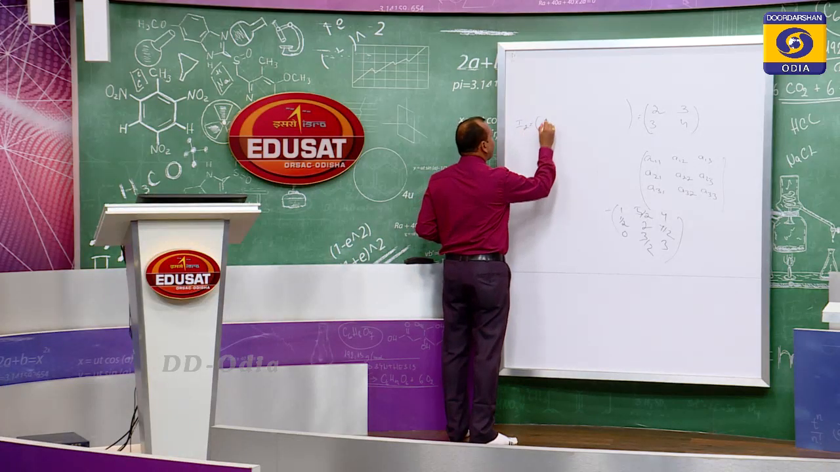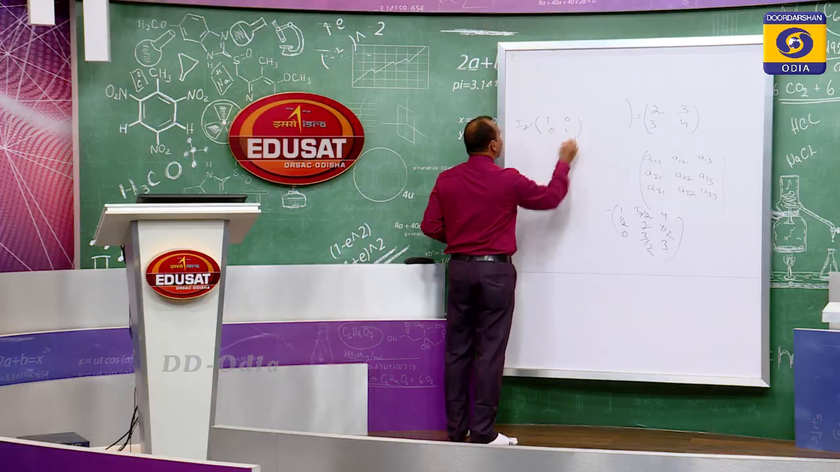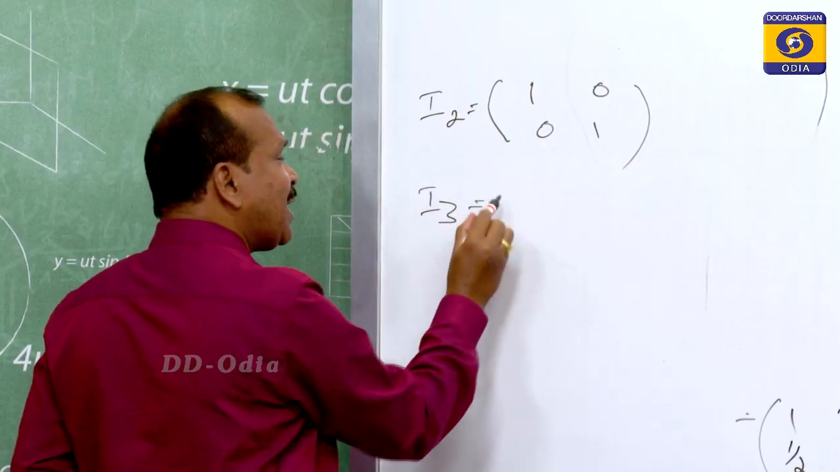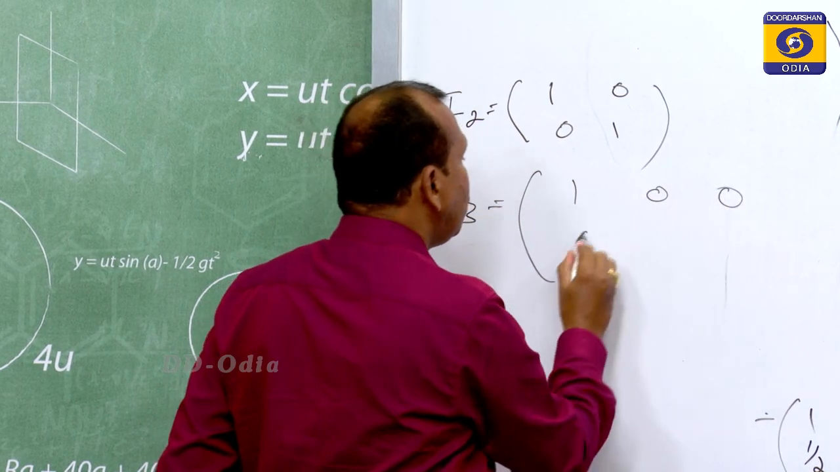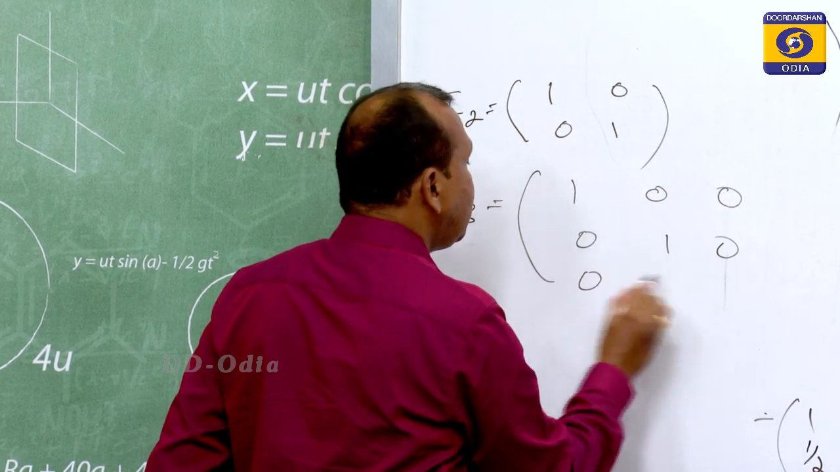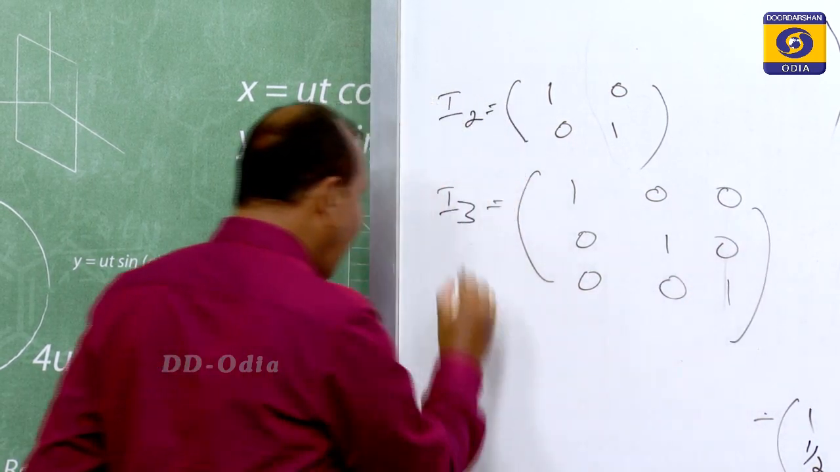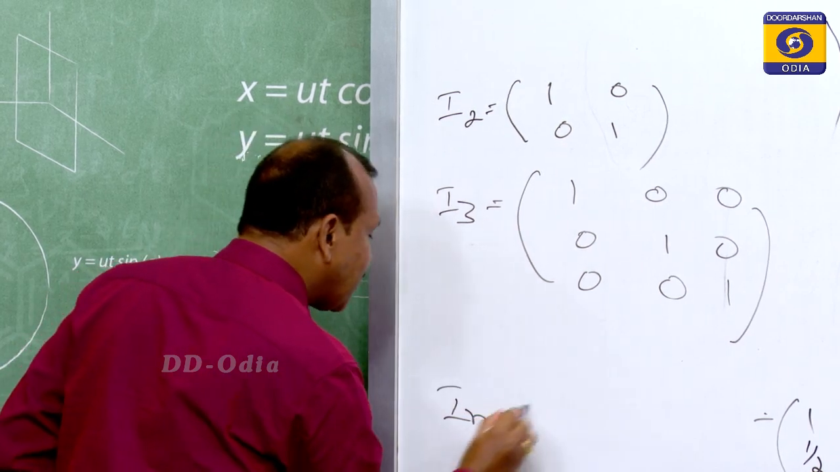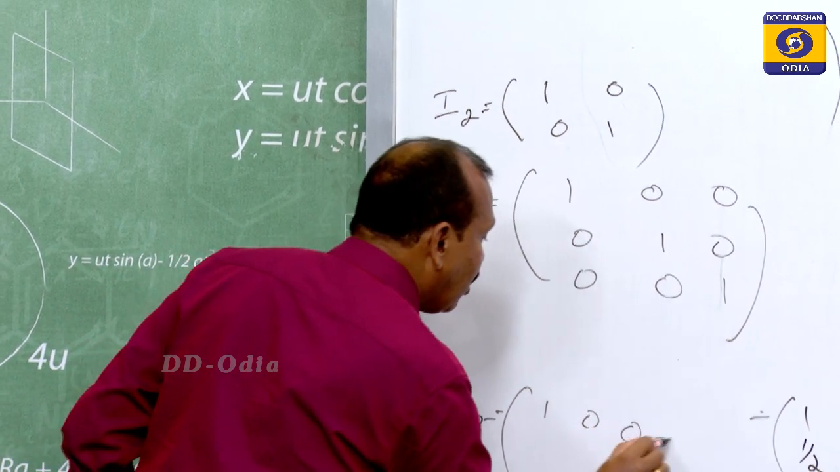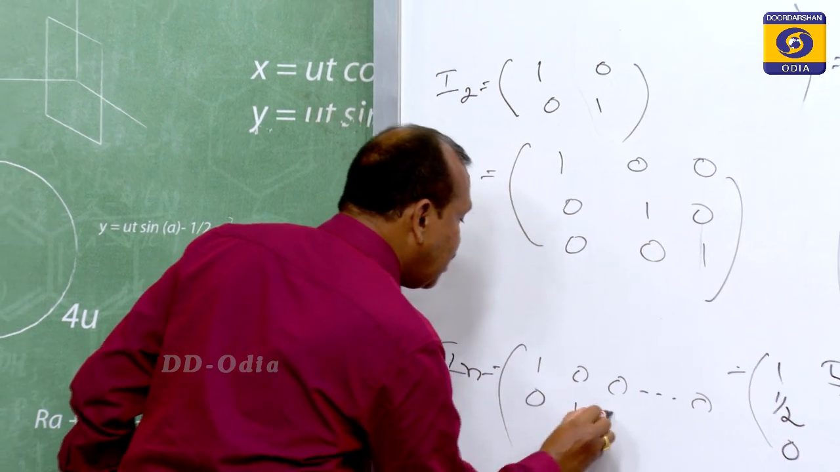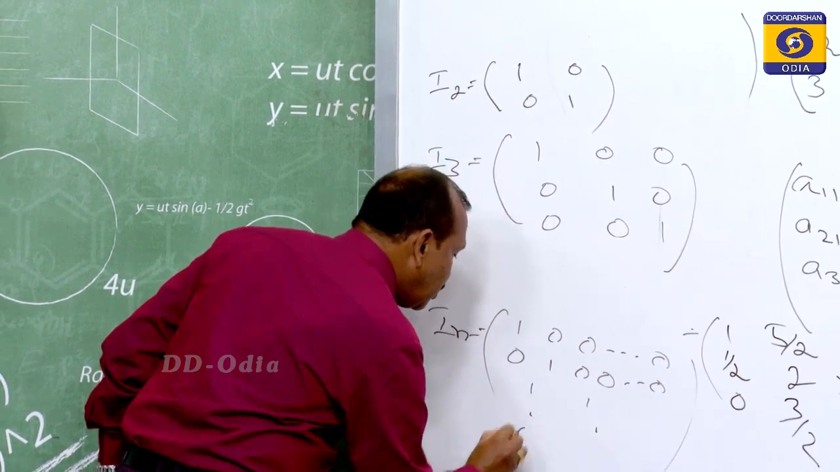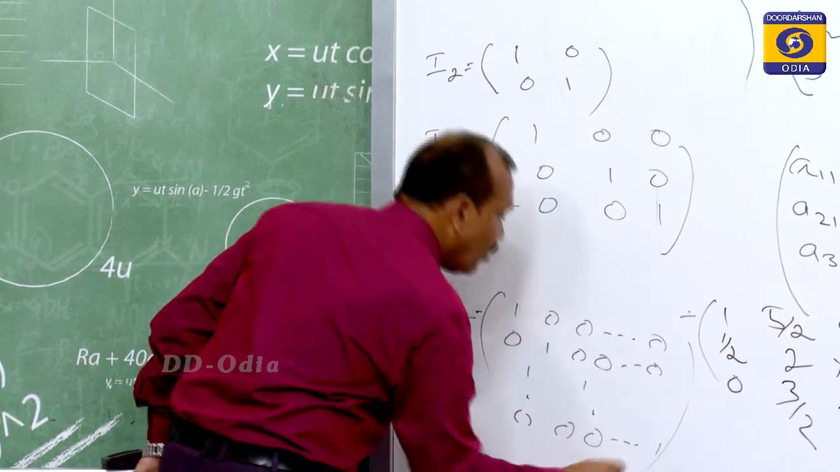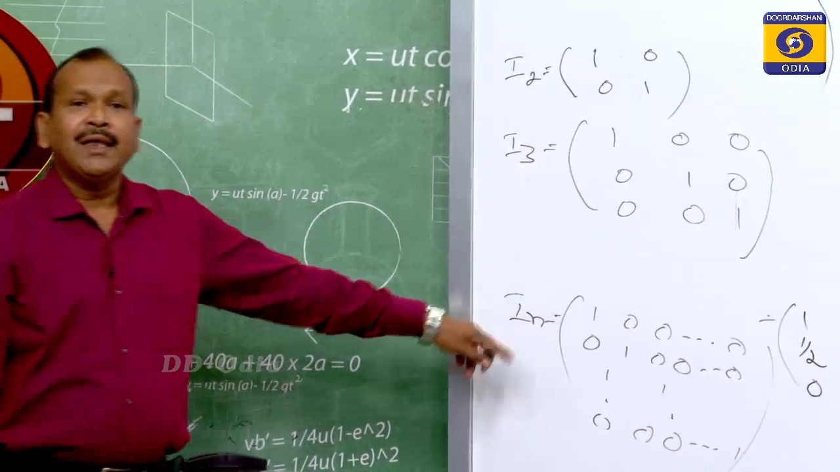I2 becomes 1, 0, 0, 1. I3, the unit matrix of order 3, becomes 1, 0, 0, 0, 1, 0, 0, 0, 1. Similarly, In becomes 1, 0, 0 up to 0, 0, 1, 0, 0 up to 0, and so on up to 0, 0, 0 up to 1. This is the nth unit matrix.